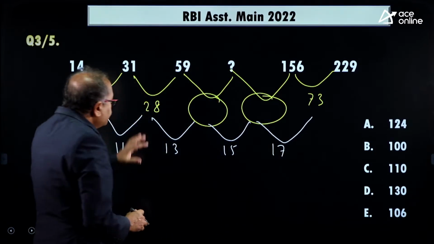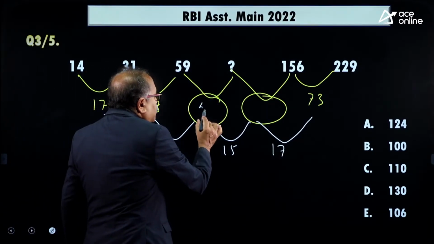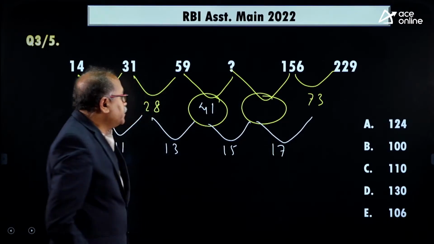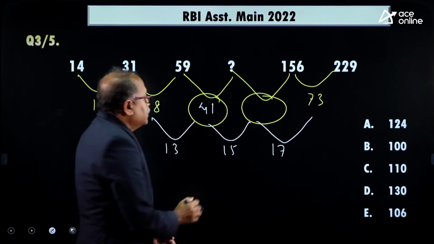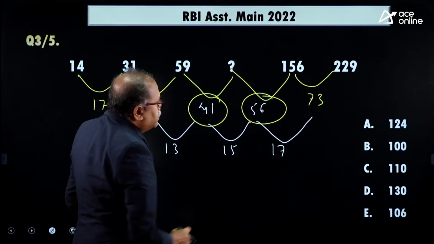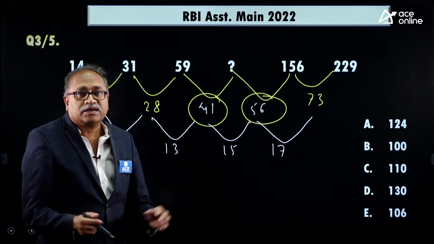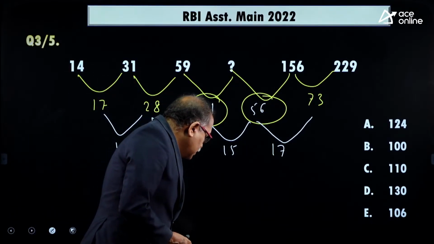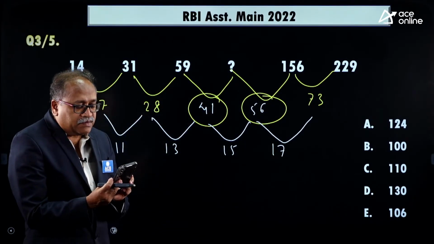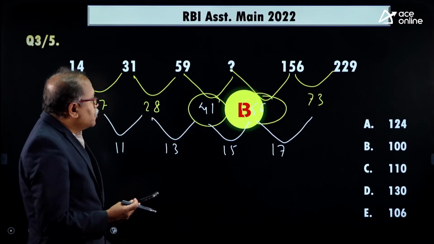17. 28 plus 13, that comes 41, and then 41 plus 15, that comes 56, and then 56 plus 17, I will be getting 73. That means whatever the logic I put here is correct. So, you are getting the answer, and once again Mr. Mahesh has said option A. Let me check option A is correct or not.